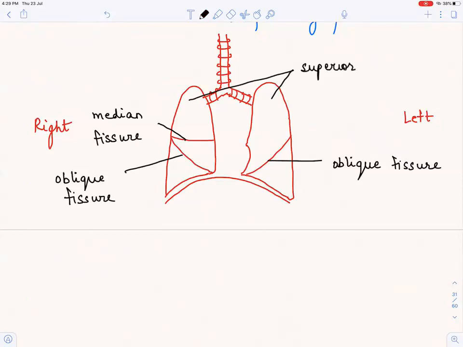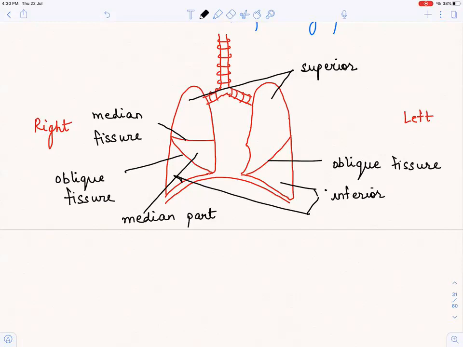This becomes the superior part, and this becomes the inferior part. And in the right lung, there is also a median part because of the median fissure. So you understood that there is an oblique fissure, and then there is this median fissure.